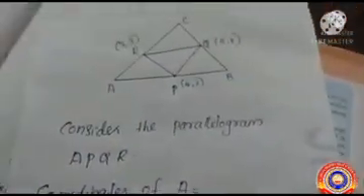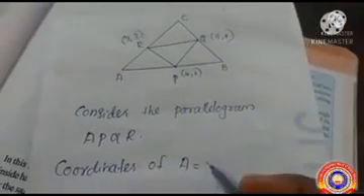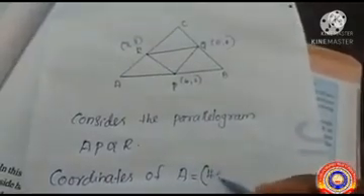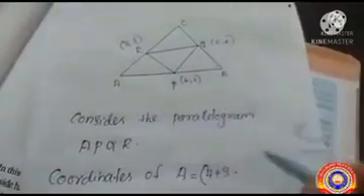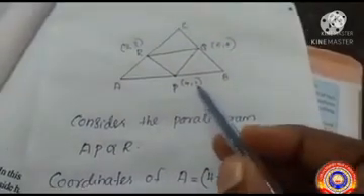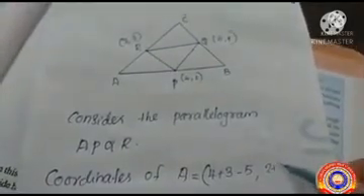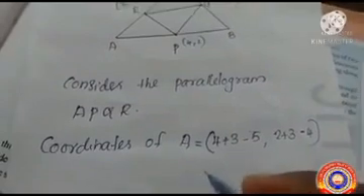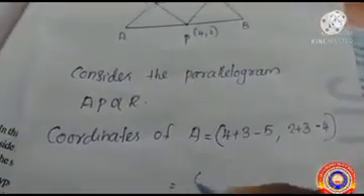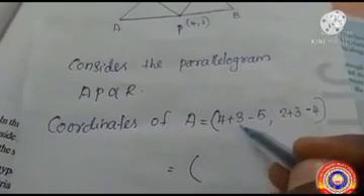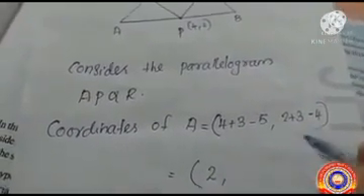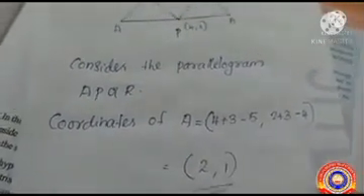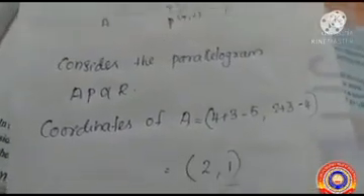So coordinates of A equal to (4 + 3 - 5), (2 + 3 - 4), and it is equal to 7 - 5 = 2, comma, 2 + 3 = 5, 5 - 4 = 1. So the coordinates of A equal to (2, 1). Is it clear for you children?